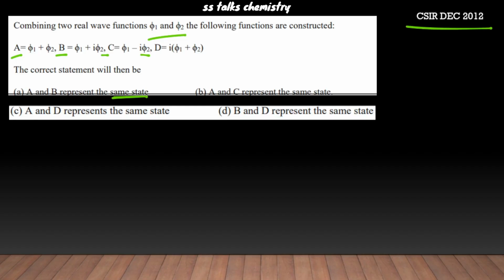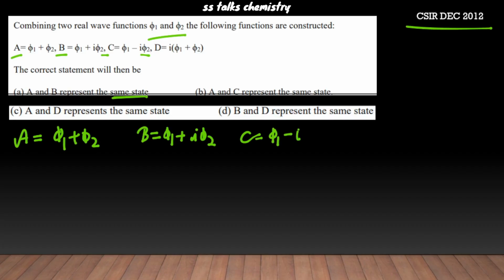So the A wave function is given as phi 1 plus phi 2, B is phi 1 plus iota times phi 2, C is phi 1 minus iota times phi 2, and D is iota times phi 1 plus phi 2.